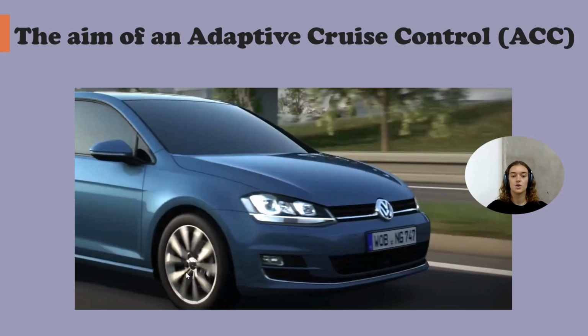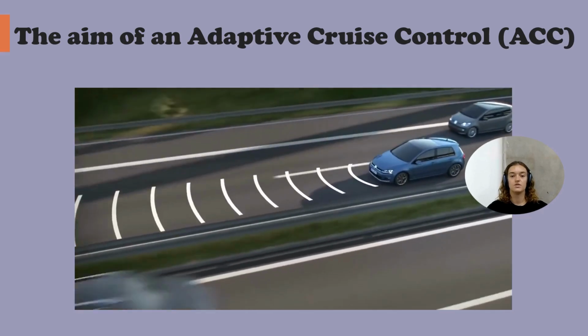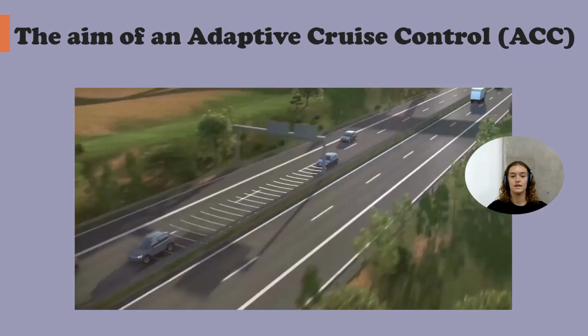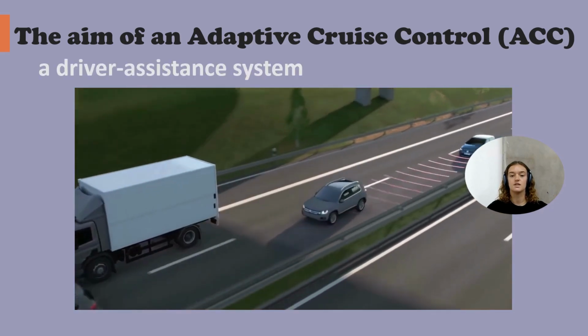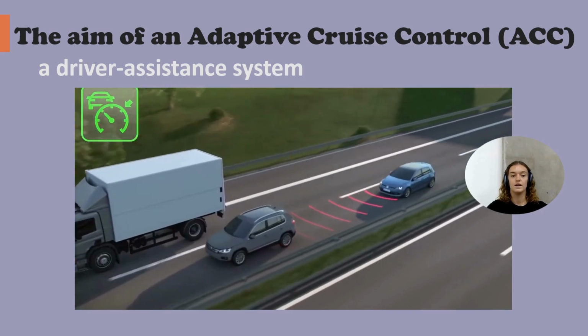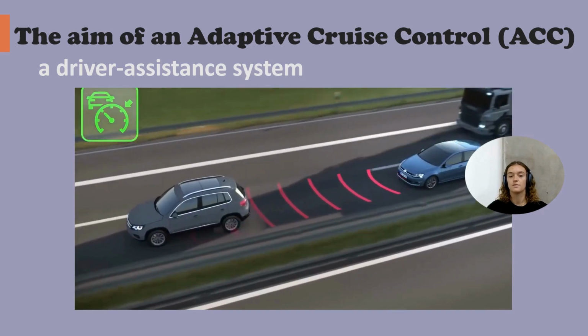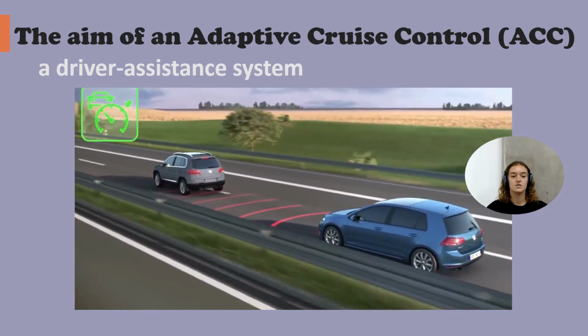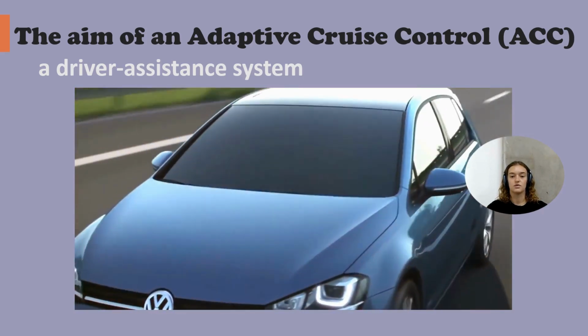Let's start with the principle, which is an ACC. As I said earlier, ACC is the initial of adaptive cruise control. It's a driver assistance system created in 1992 by Mitsubishi Motors. It has evolved greatly since then. It automatically adjusts the speed of a vehicle to maintain a safe distance from the one in front of it.